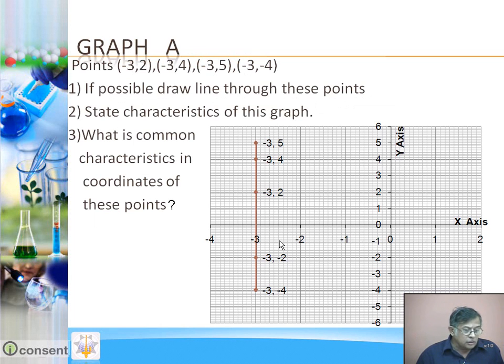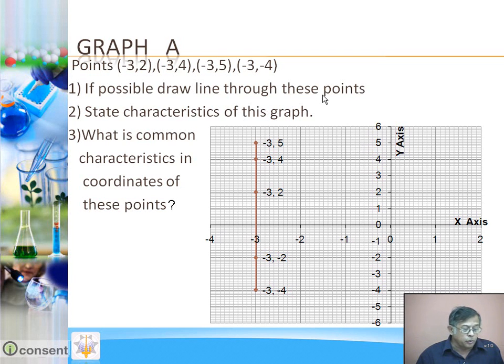Here x coordinate is everywhere minus 3. Means all these points should be on one line which represents minus 3. One vertical line which represents minus 3. So this minus 3 is on x axis and all these points, they are on the same line.